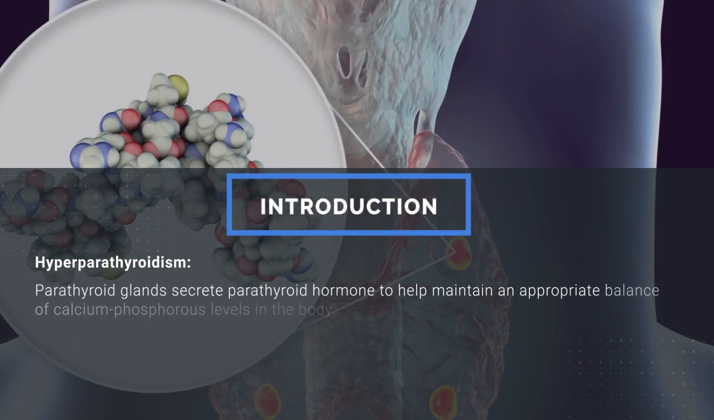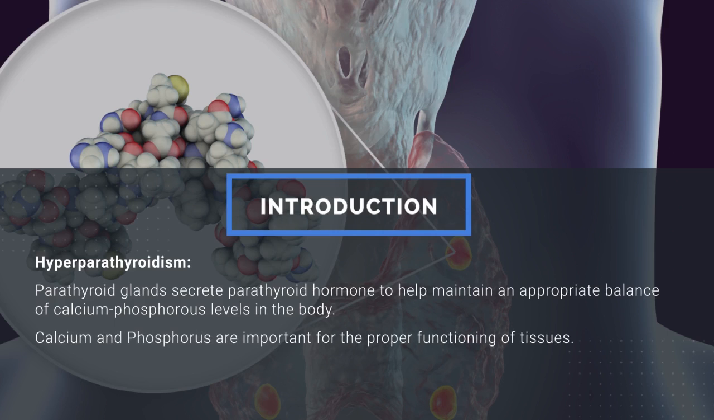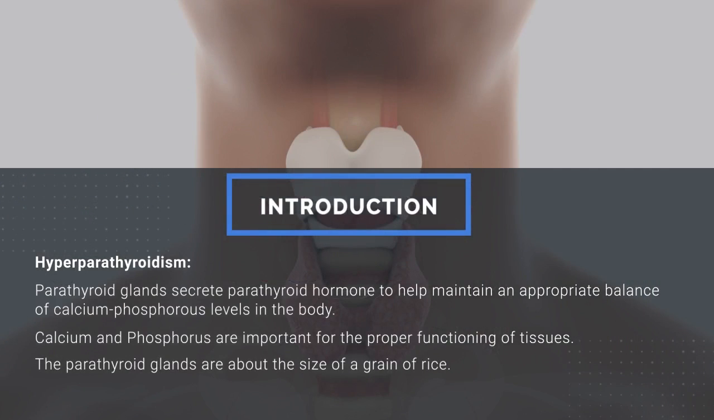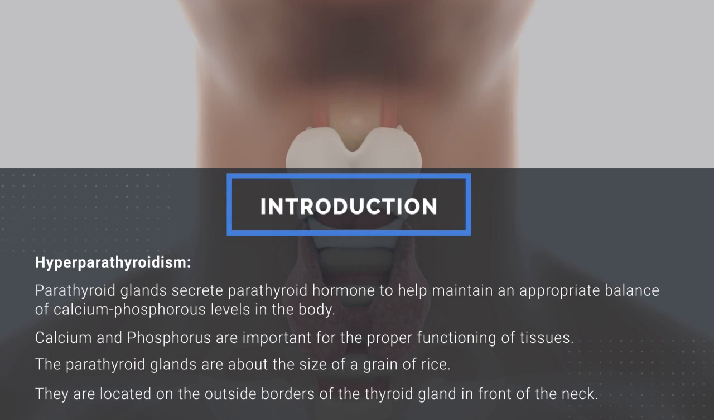The parathyroid hormone is secreted by the parathyroid glands to help maintain an appropriate balance of calcium-phosphorus levels in the body. Calcium and phosphorus are important for the proper functioning of tissues. The parathyroid glands are about the size of a grain of rice and are located on the outside borders of the thyroid gland in front of the neck.